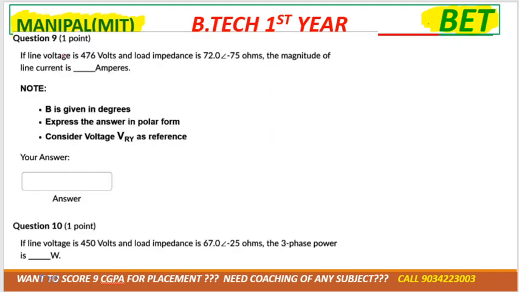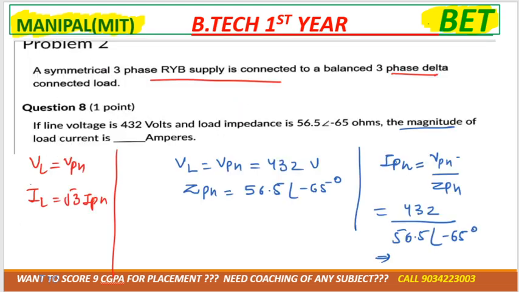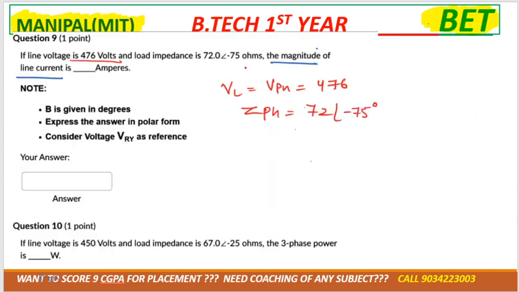Now in question number 9, they give the line voltage, which is equal to the phase voltage only, 476, and impedance is 72 angle minus 75 degree. Then they are asking the magnitude of line current. In the earlier one they asked the magnitude of the load current. Load means it's in phase. So load, another name is phase. You can write it down also, otherwise students get confused. Load bola hai to phase hi hai. But here they have mentioned line current.